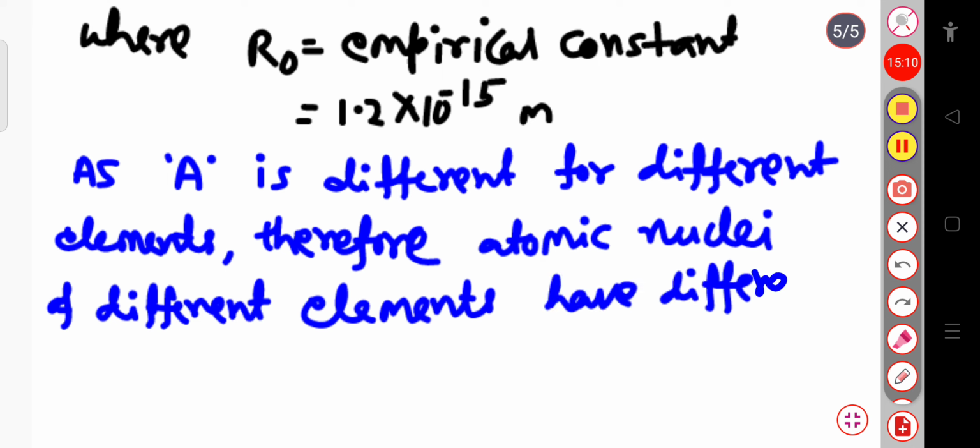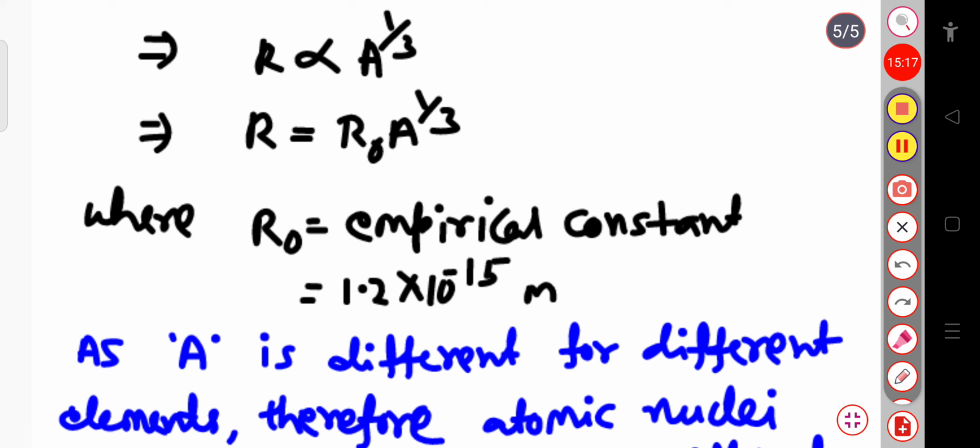Different sizes. You can see that since A varies, R will vary. So how will R be proportional? R will be proportional to A, that is, R is proportional to A power 1 by 3. So R equals R naught into A power 1 by 3, where R naught is the empirical constant, equal to 1.2 into 10 power minus 15 meter. This is the most important relation: R equals R naught A power 1 by 3.